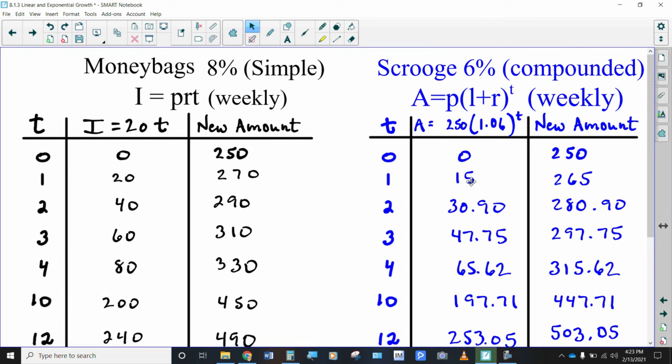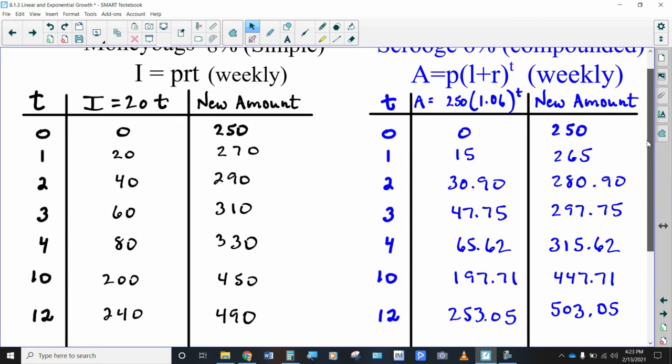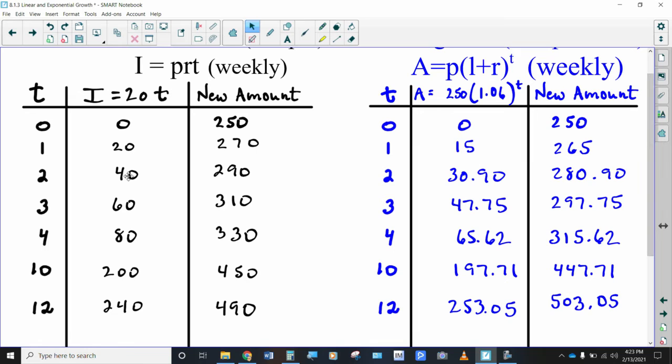Alrighty, let's take a look at what we got here. You see that Money Bags is increasing by $20 per week, and so after 12 weeks, Money Bags would be charging you an additional $240 on top of what you borrowed. You have to pay back what you borrowed plus give them the interest. So you owe them $490 at the end of 12 weeks.